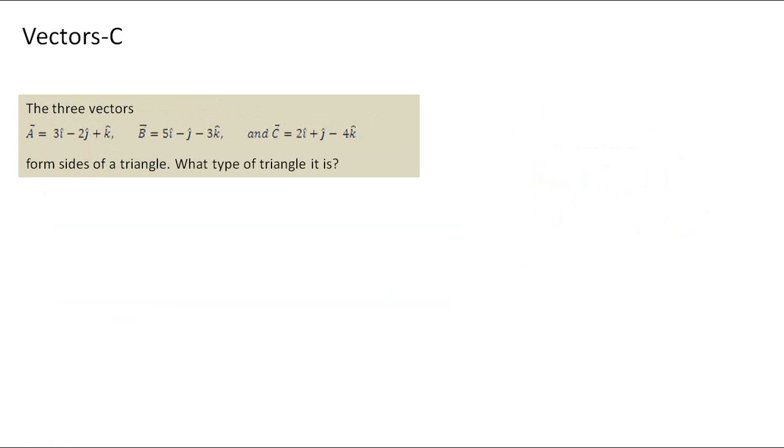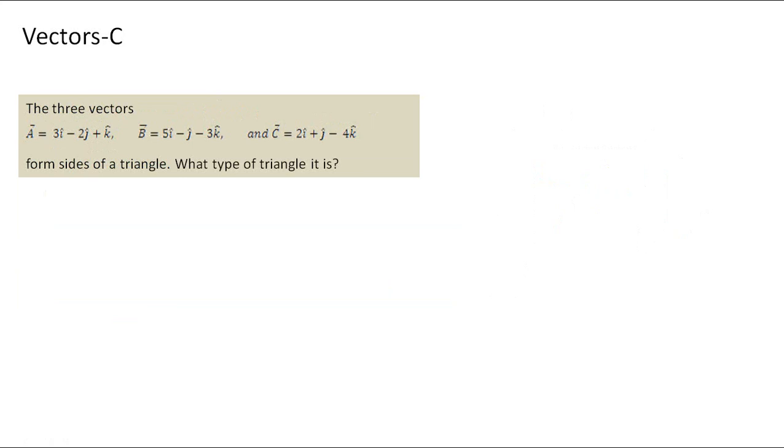Another variety of question. 3 vectors are given, A, B, C. They form sides of a triangle. For 3 vectors to form the sides of a triangle, either they have to be of the form A plus B plus C is equal to 0, or the sum of 2 vectors has to be equal to the third vector. So here we see A plus C is equal to B. So they do form a closed triangle. Question is, what type of triangle will it form?